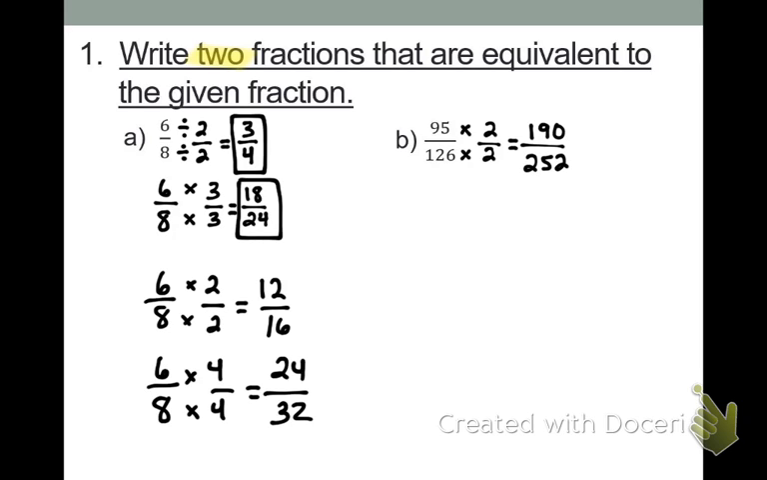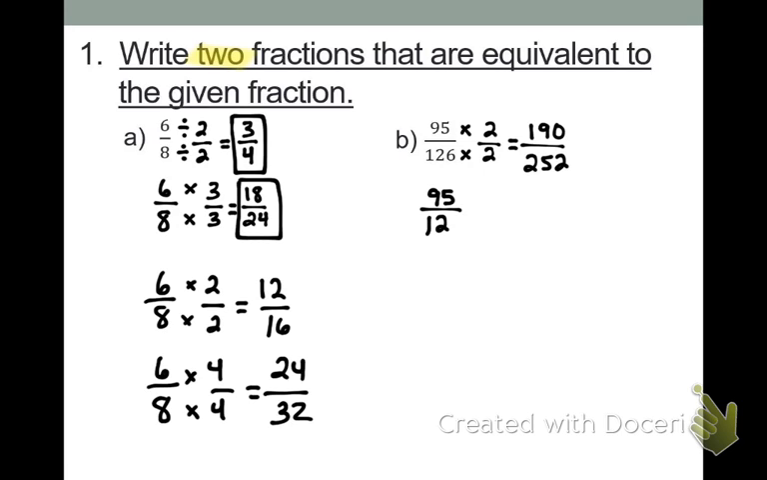Why not? You have to add 2. I need 2 equivalent fractions, so I want you guys to go ahead and come up with another one on your own. All right, who can tell me one that you did? Michael, what'd you do? 380 over 504. Okay, how did you get that? I multiplied the numerator and denominator by 4.